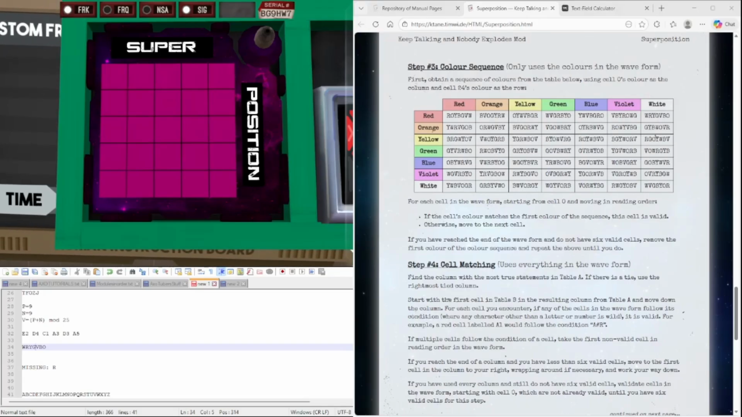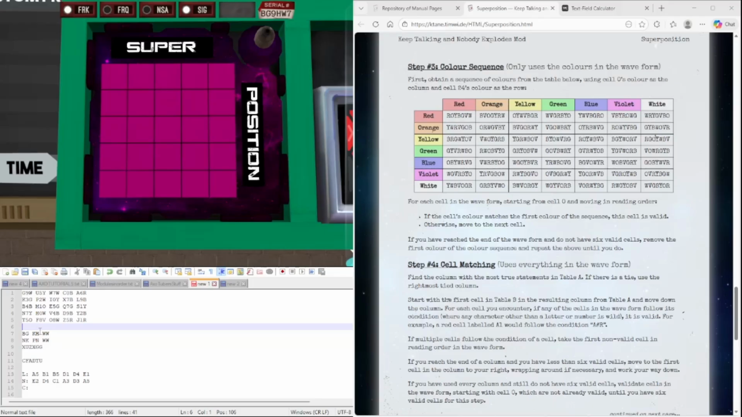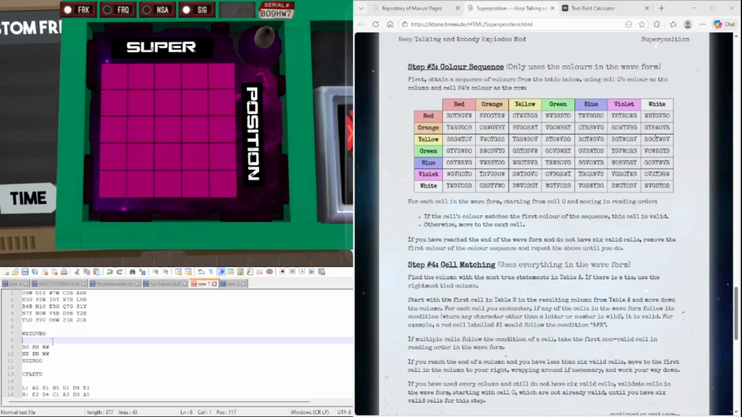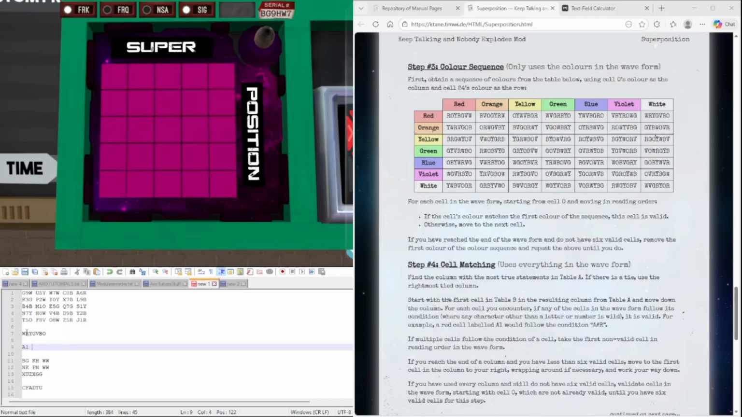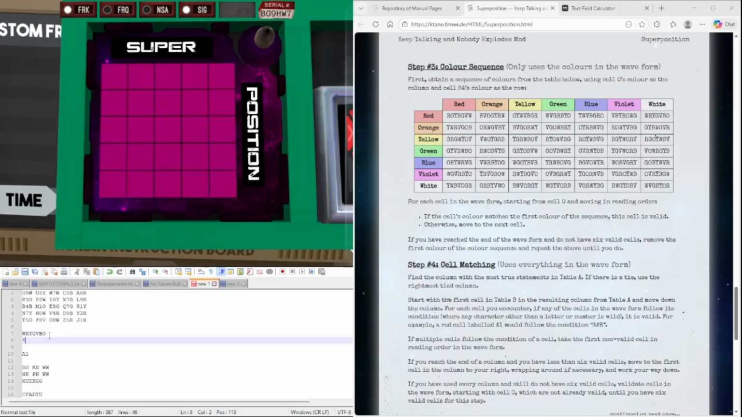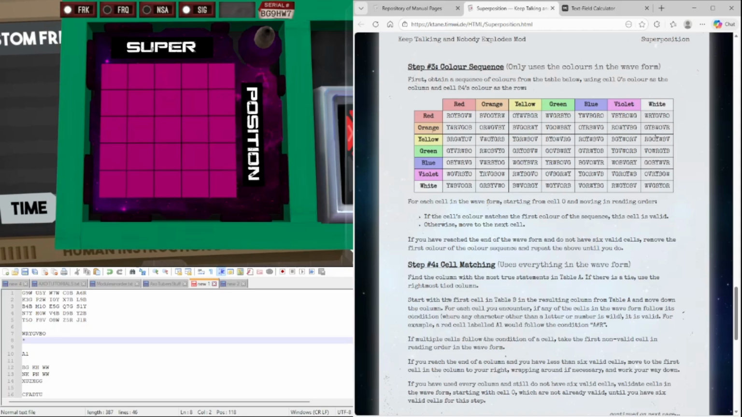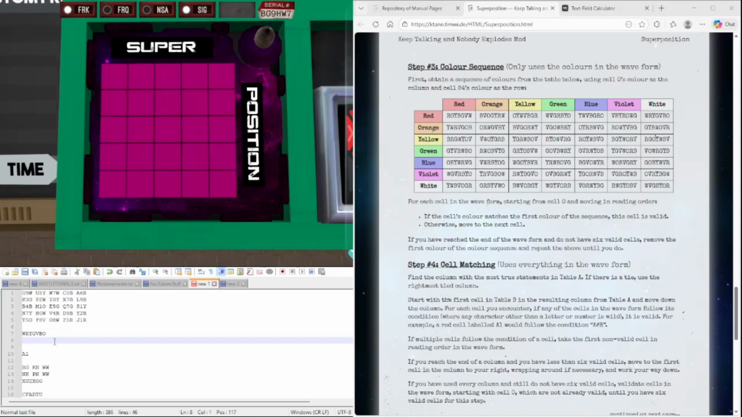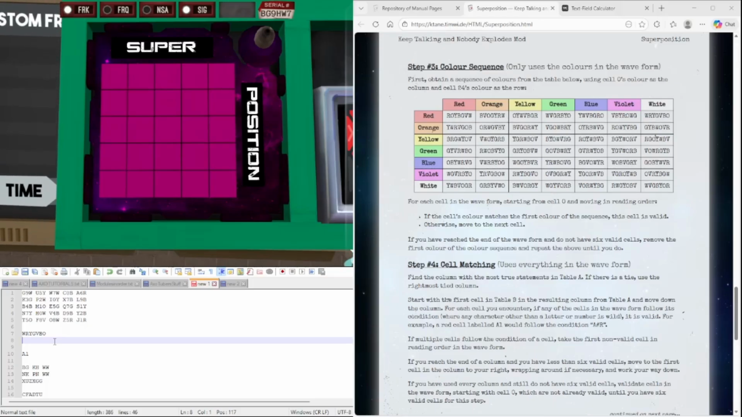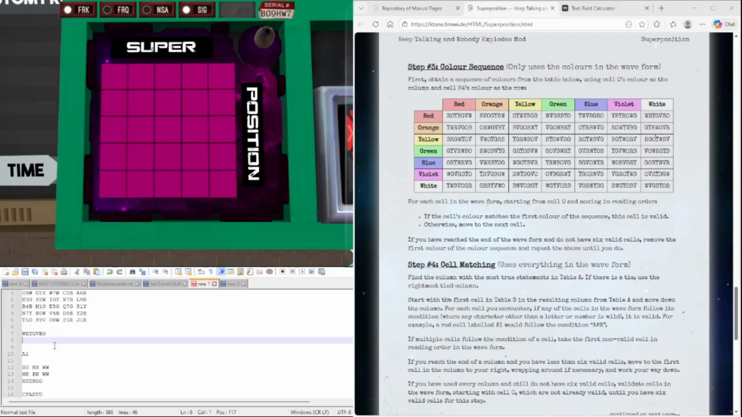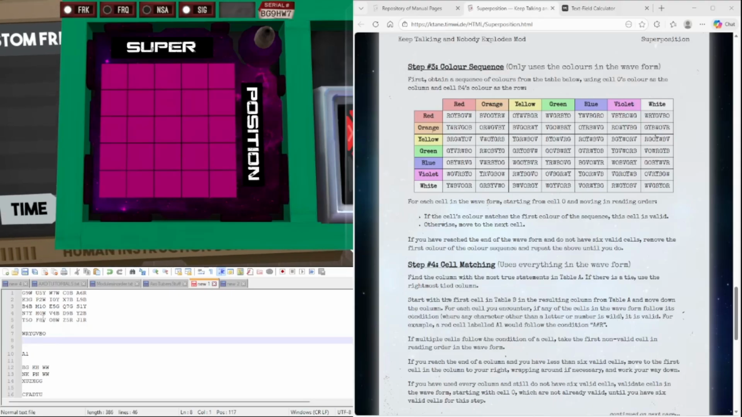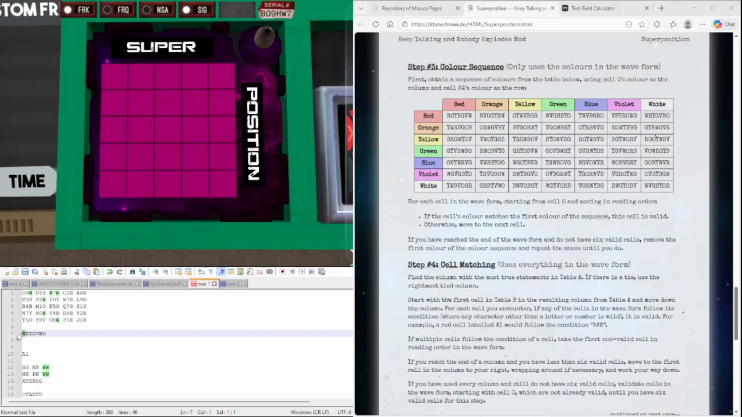So that's going to be A1. So it's going to match this first colour to the next cell. This colour matches the first colour in the sequence. It is valid. If you go into the waveform and you do not have 6 valid cells, move the first colour in, because you will repeat the above until you do. You would know the white.